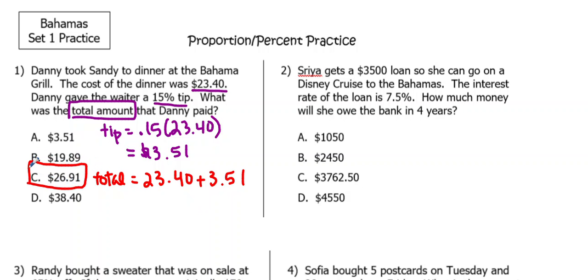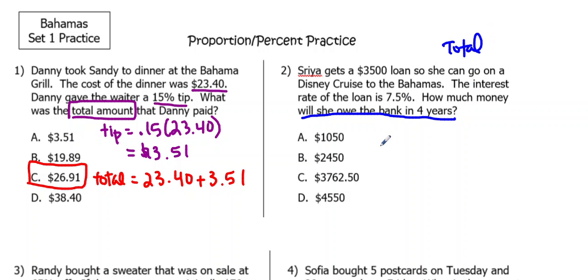All right. Okay, number 2, Shreya gets a $3,500 loan so she can go on a Disney cruise. The interest rate is 7.5%. How much money will she owe the bank in 4 years? Okay, this is one you have to be careful with too, because remember, if they're saying how much will she owe, she doesn't just owe interest, she owes everything. So this is another question that is asking for what is her total that she owes.